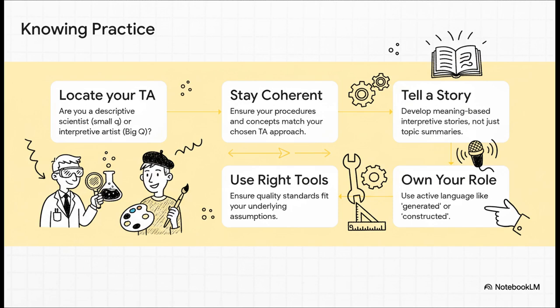Well, here are 5 key steps. First, figure out your approach. Are you the scientist or the artist? Second, make sure your methods actually line up with that choice. Third, really push yourself beyond those simple topic summaries and develop rich interpretive stories. Fourth, use that active language to own your role in the analysis. And finally, make sure the quality standards you're using actually make sense for the approach you've chosen.